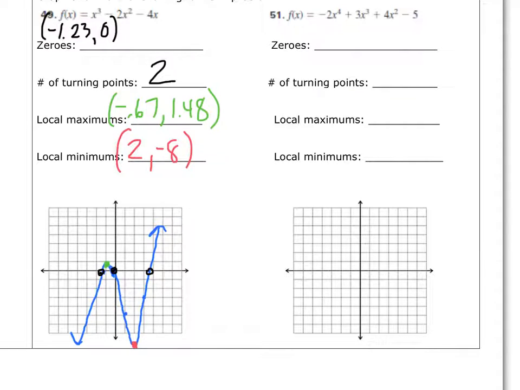Now you're going to have to go and find this 0 and this 0 too. When you do that, you're going to find that they are at the ordered pairs of 0, 0, which is there, and 3.23 and 0, which is right here.